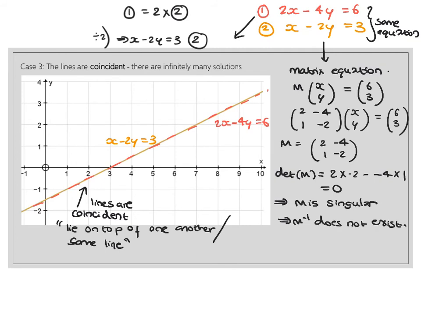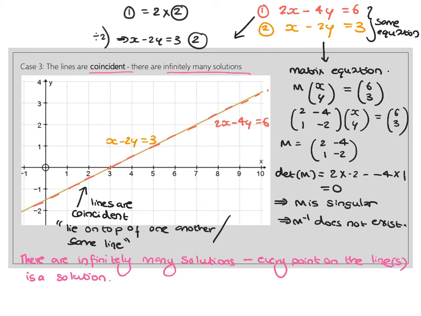But we have a different scenario to case 2, because every single point on this straight line, x minus 2y equals 3, is a solution. So we have infinitely many solutions in this case here. So every single point on the coincident straight lines is a solution. Now, that's different to case 2.